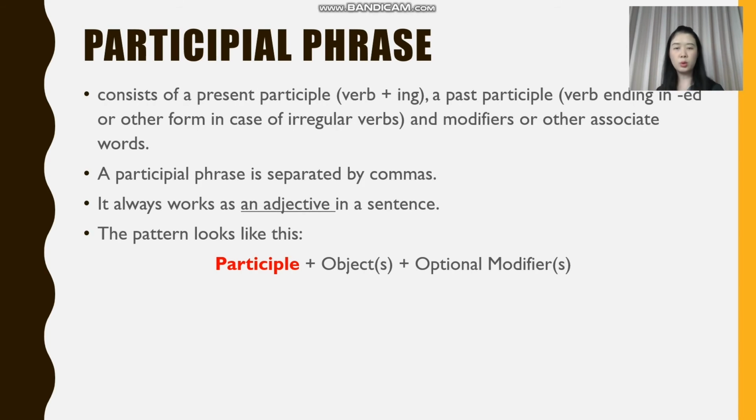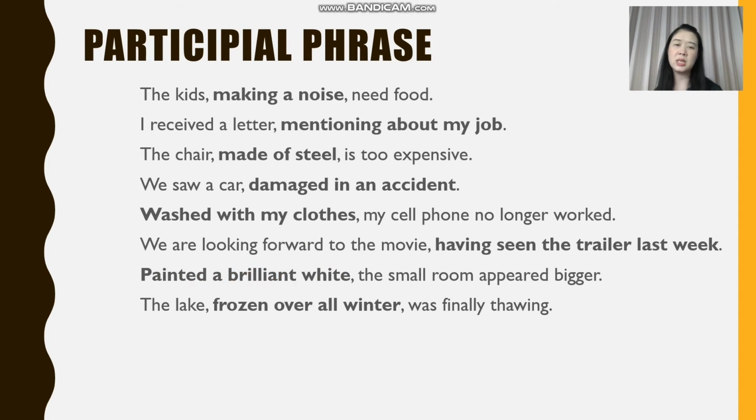Okay, and it will look like this. We have some kind of participle plus the object or some optional modifiers, and we also make use of the comma for a participial phrase. We use it in a sentence like this: The kids making a noise need food. So here is the form of present participle, right? Because we are using the ing form. This participial phrase, making a noise, is used to modify the kids.